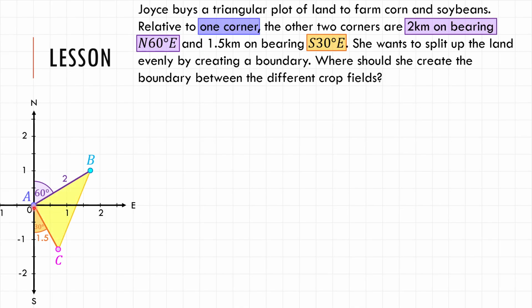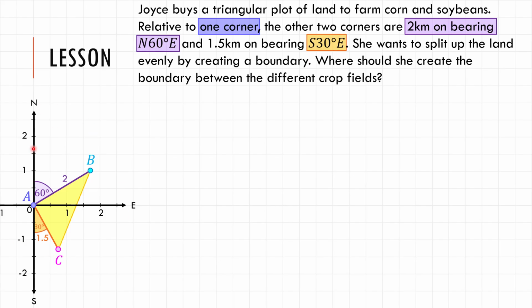And just like that, I've got a diagram of Joyce's triangular plot of land. If you can, pause the video here, try your best to figure out any measurements of angles or side lengths that you possibly can that are not already labeled for you here, and resume the video when you're done that. Okay, let's tackle this as best as I can.